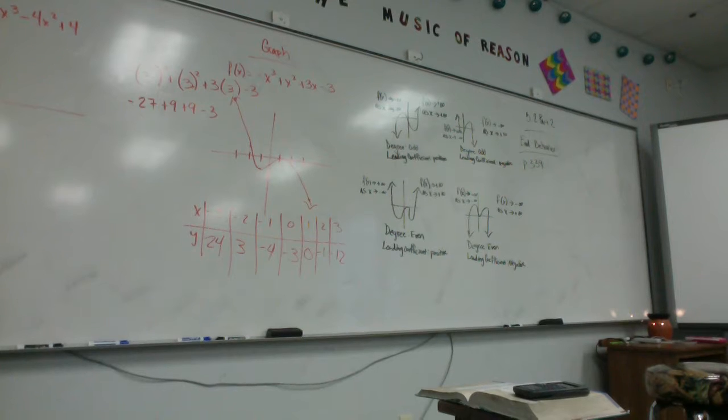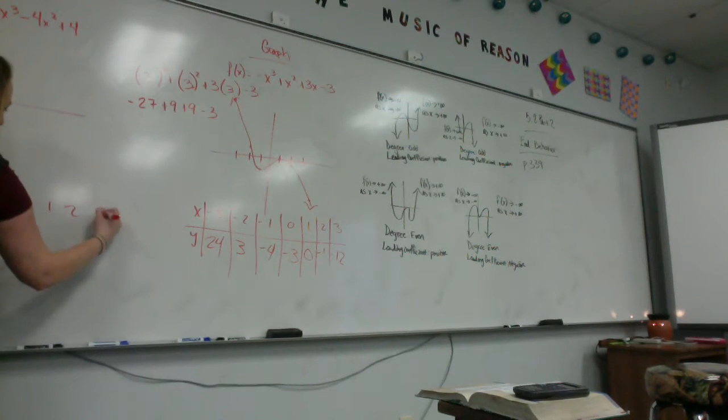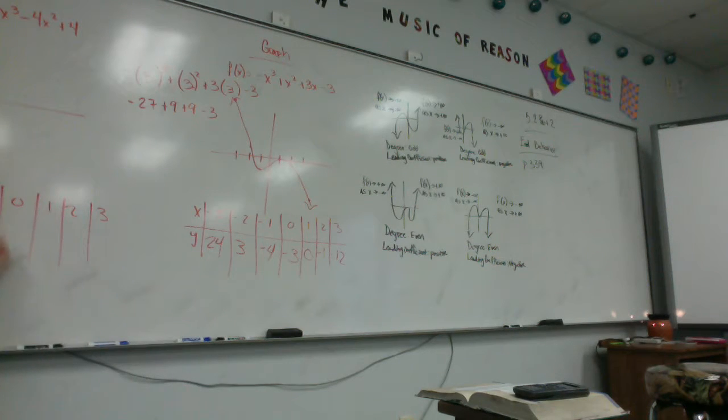So we're going to do negative 3, negative 2, negative 1, 0, 1, 2, 3 again, okay? And I would like a good range of numbers like that, like three negatives, three positives, and 0. We're going to plug in over here again, so I'm going to say negative 3 to the 4th minus negative 3 cubed minus 4 times negative 3 squared plus 4.